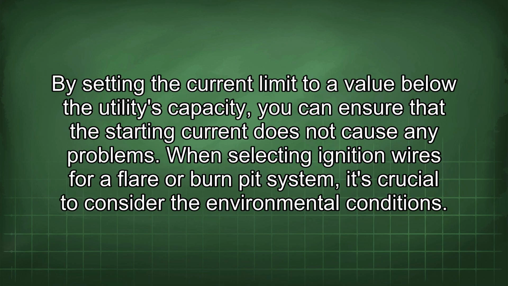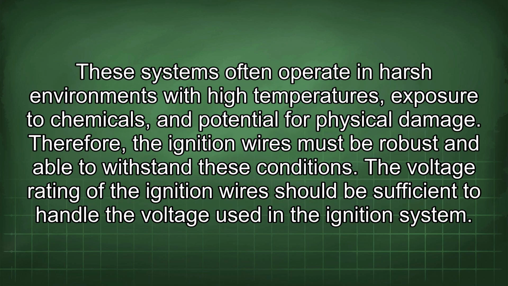By setting the current limit to a value below the utility's capacity, you can ensure that the starting current does not cause any problems. When selecting ignition wires for a flare or burn pit system, it's crucial to consider the environmental conditions. These systems often operate in harsh environments with high temperatures, exposure to chemicals, and potential for physical damage. Therefore, the ignition wires must be robust and able to withstand these conditions.